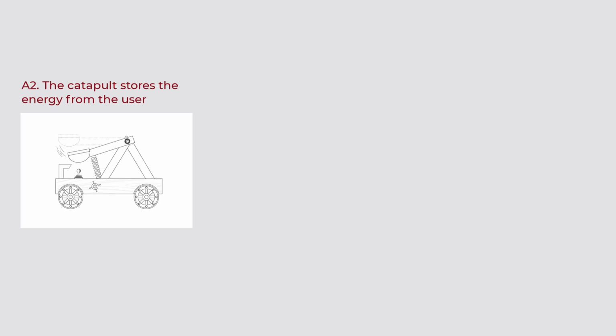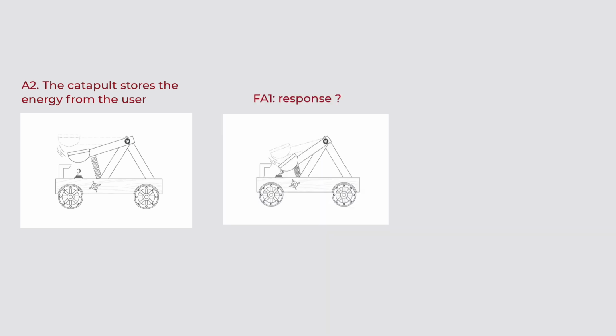Now that we have Activity 2, or A2, let's apply formula FA1 again to determine the next activity. With the catapult now storing energy, how does it respond? Obviously, we do not want it to store energy indefinitely or release it all at once. Instead, we want the catapult to stop storing energy at a specific point and retain it.